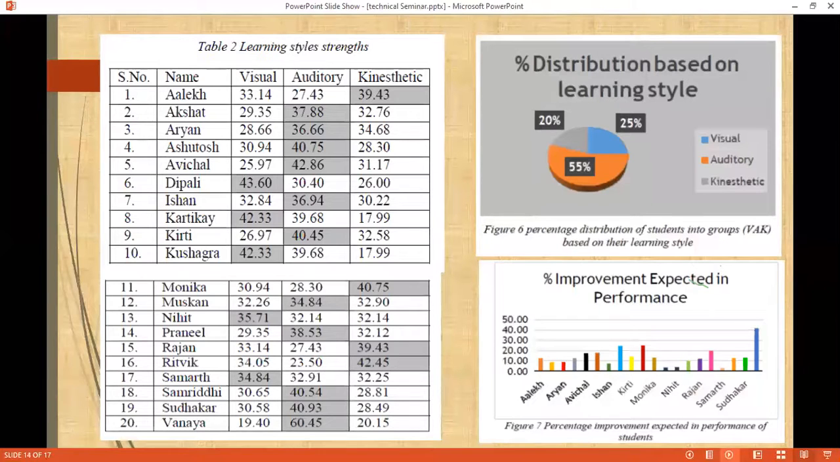And figure 6 shows the percentage distribution of the students, like which percent is greater: 55% are expert in the auditory learning style, 25% in visual, and 20% in kinesthetic. Once the analysis was done, they plotted the graph, and the expected improvement is shown in the graph.